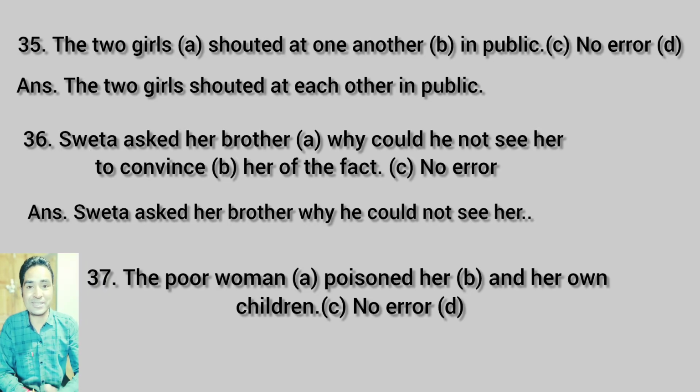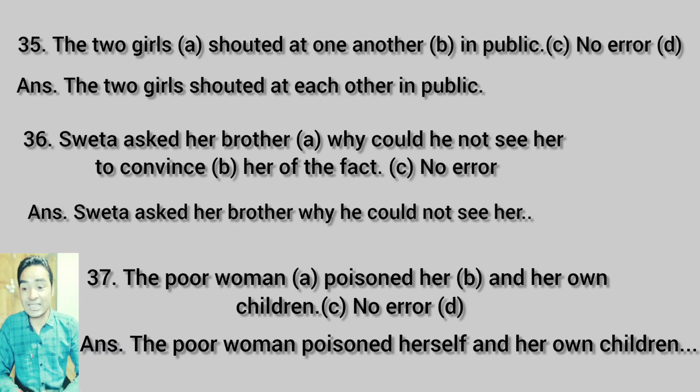When the subject of the sentence and the object of the verb are the same, in this case we use reflexive pronouns, not the objective case of the personal pronoun. So the answer is: the poor woman poisoned herself and her own children will be the correct answer. I hope you understood. Next.